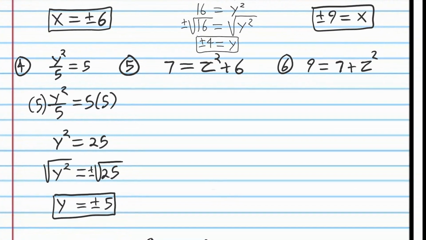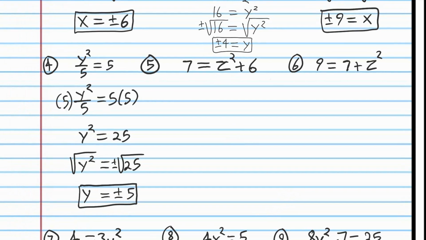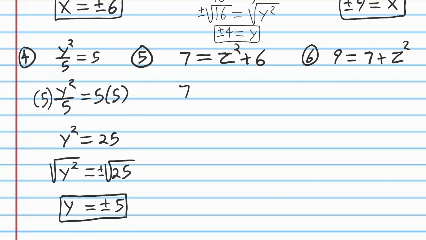All right, so let's do number 5 together. It's pretty much the same thing. We want to isolate the square. That's what we have to do. That's the first step in these problems, and all these problems in the class today. That's the first step, is to isolate the square.